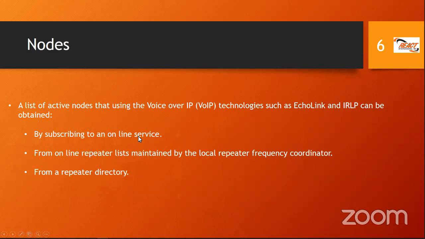You can subscribe to an online service. You can get the list of nodes from online repeater lists that are maintained by the local repeater frequency coordinator. That could simply be a website and a repeater directory, and that repeater directory can either be a website or an app on the phone. So these are the ways that you can get a list of active nodes or operators or stations that are using voice over IP technologies.